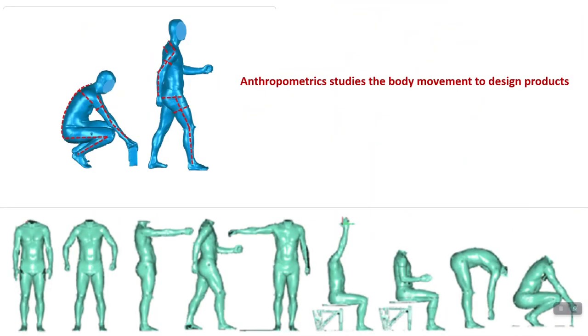So to resume, we can say that anthropometrics studies the body movement to design products. Okay, because our body is limited in its movement. Not all movements are possible for the human body. So we must study what we can do and cannot do to design products.